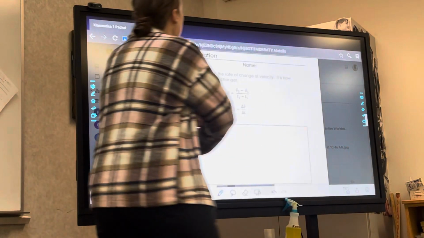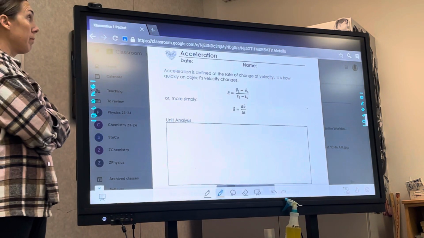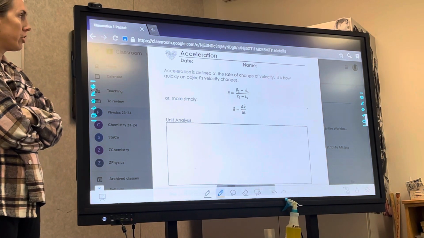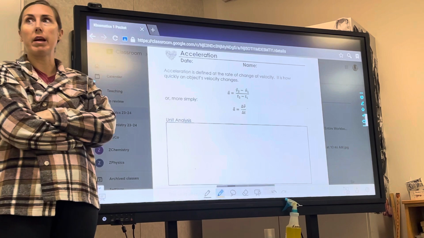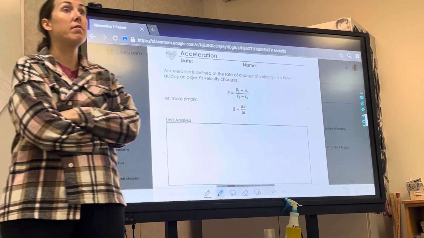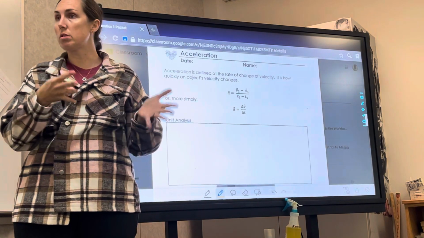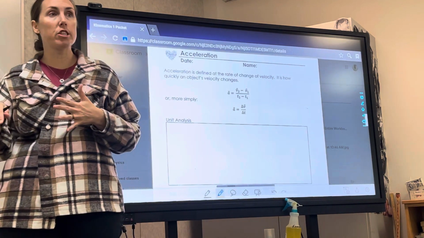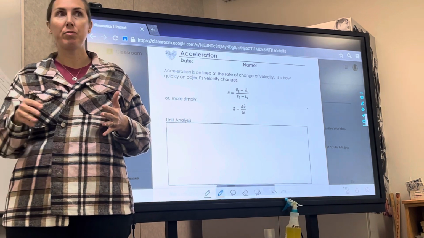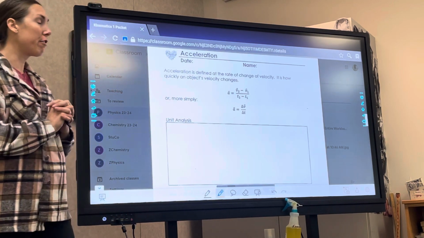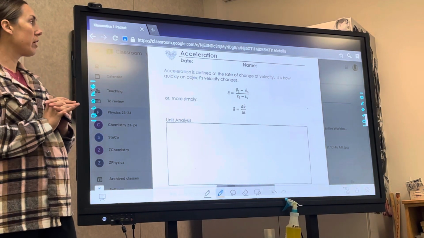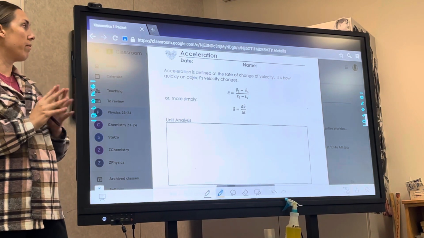Acceleration is defined as the rate of change of velocity. It is how quickly an object's velocity changes. So it's a rate, a rate of change of velocity, okay? Now remember, speed and velocity are pretty much the same thing. One's the scalar version, one's the vector version. They're both measured in meters per second, right? Well, this is going to be your first formula where we actually have a third kind of unit involved.